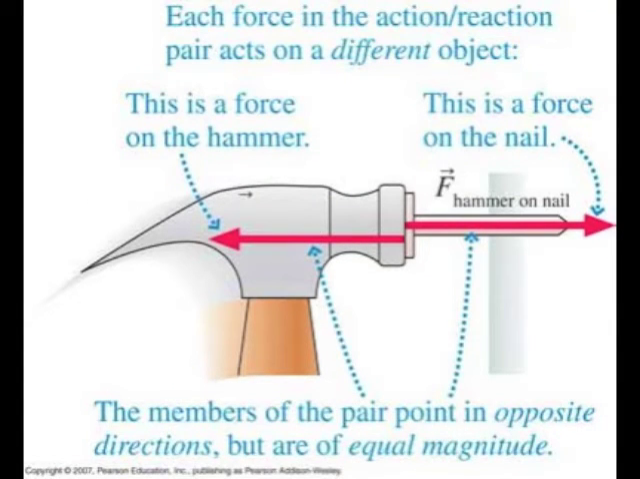In this diagram, as the hammer hits a nail and drives it into a piece of wood, the hammer exerts a force on the nail. The nail also exerts a force on the hammer as well. This is what stops the hammer and keeps it from going through the nail.